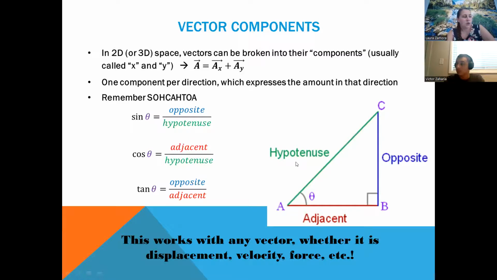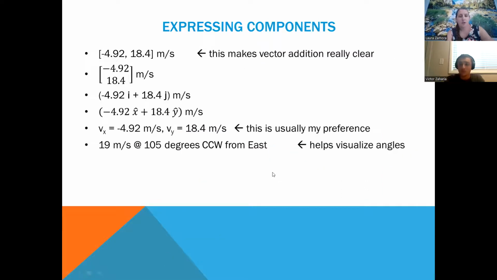Okay. So let's keep going. When we're expressing these components, so remember our x component, how much of a vector is to the side, and our y component, how much of a vector is vertical. There are actually quite a few different ways that we can write this down, and different ways that you'll see it written down in textbooks or on problems, homework sets, that sort of thing. So we might see it written in brackets in this way. And so the first number in our bracket would be the x component, and the second number would be our y component. And so that's one way to write it out.